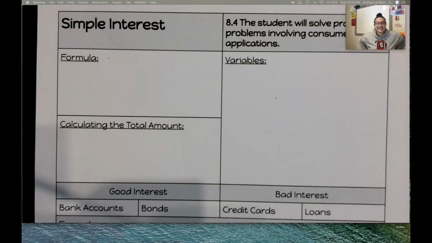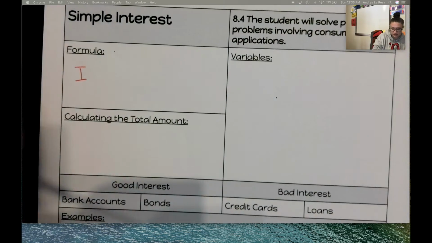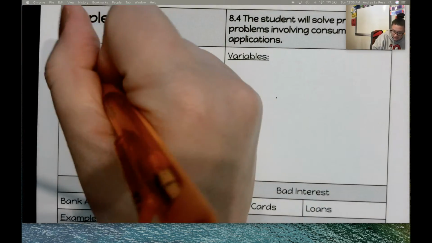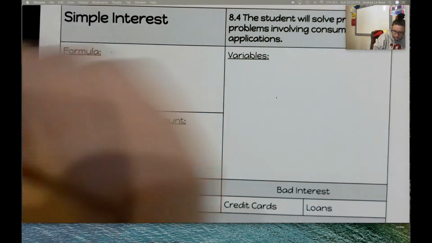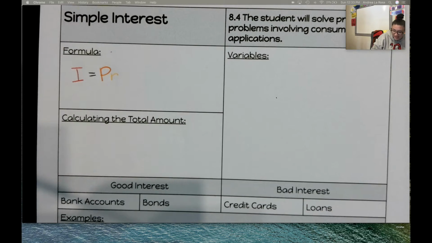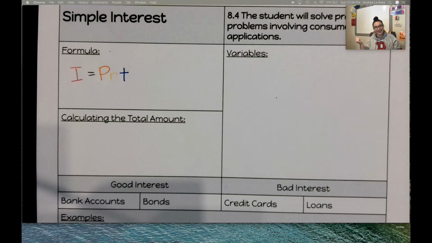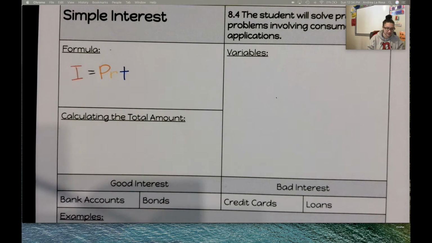Corniness aside, let's get into simple interest today. Still more money stuff. So, the simple interest formula is I equals P R T. The way I remember is I per D, I per T. That's how I remember it.